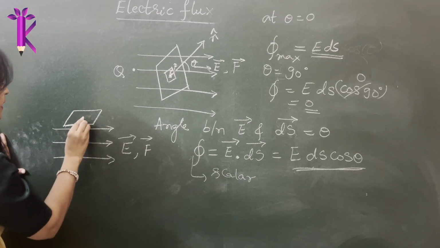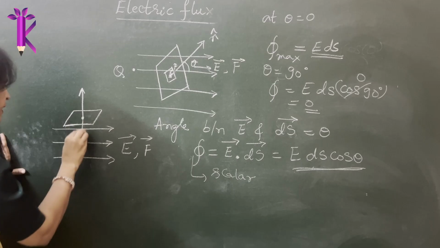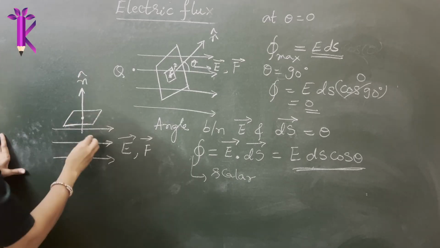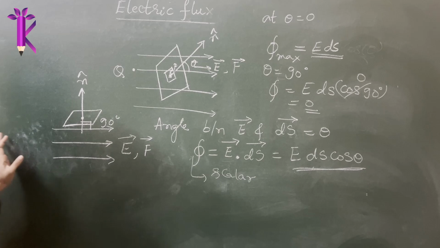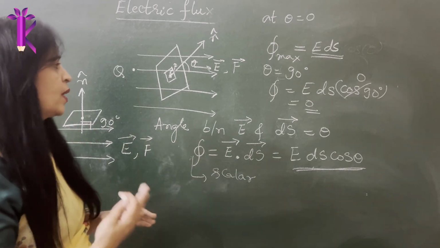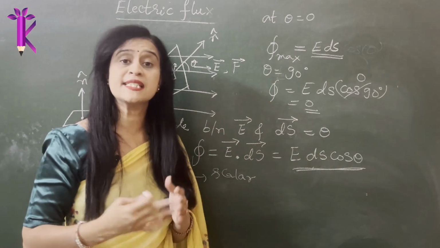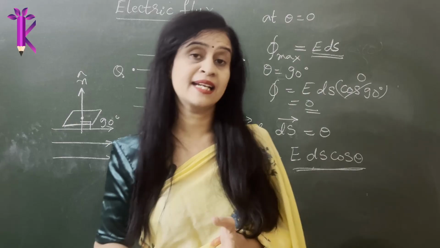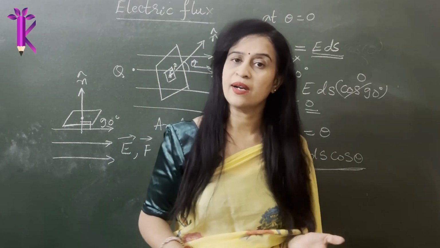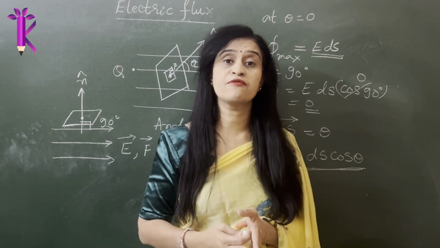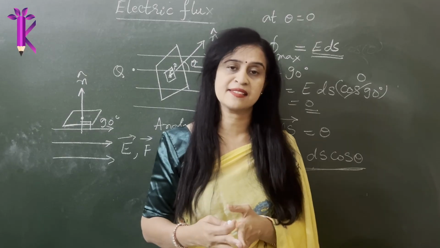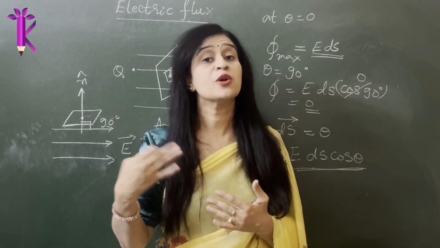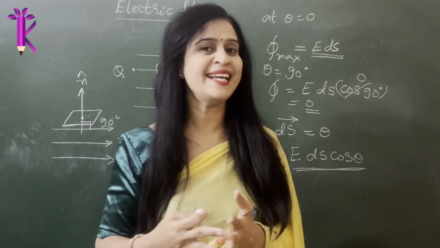So what if I keep a surface area like this, making an angle of 90 degrees? This is the direction of the area vector, so the angle between them is 90 degrees. You literally see nothing actually passes through it. So when the angle between the surface area vector and the electric field is 90 degrees, what happens? No electric field lines actually pass through the given surface area. You see that the flux is 0. That is how you mathematically as well as physically understand it.